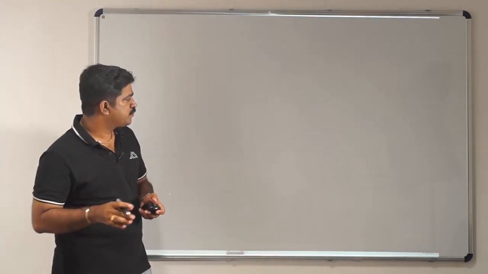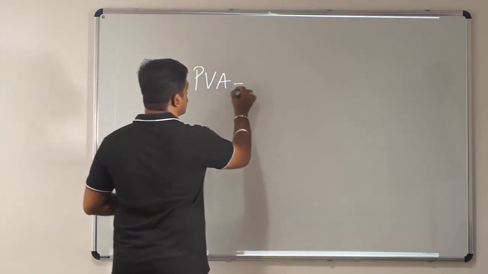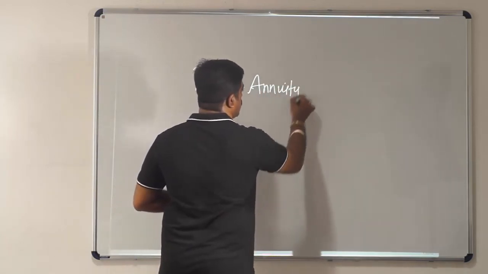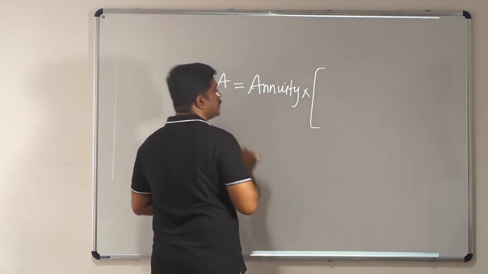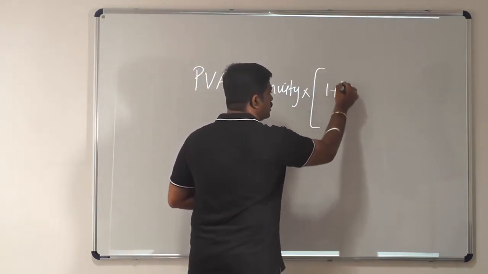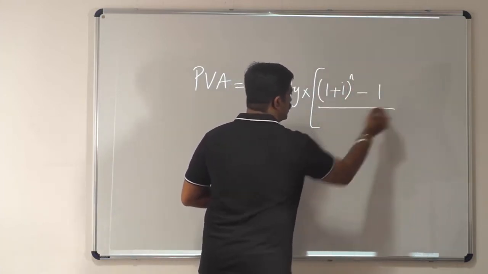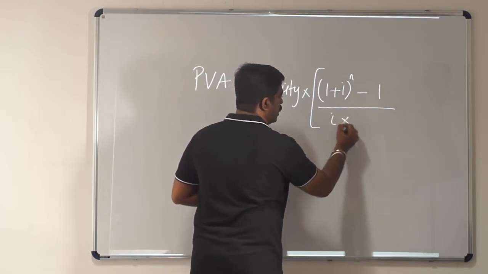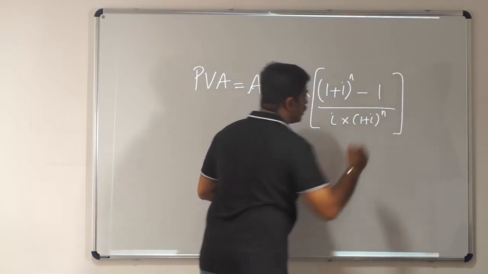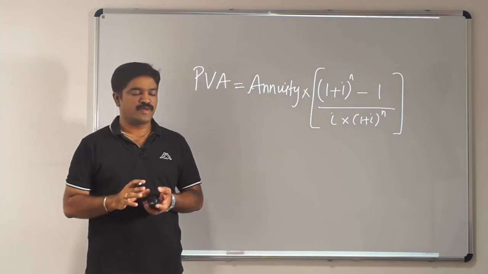Let's see. The formula is present value of annuity is nothing but annuity multiplied by, it's a little elaborate one, just listen. It is (1 + i)^n - 1, whole divided by i × (1 + i)^n. Now this is the formula which we'll be adopting when we want to find out the present value of annuity.